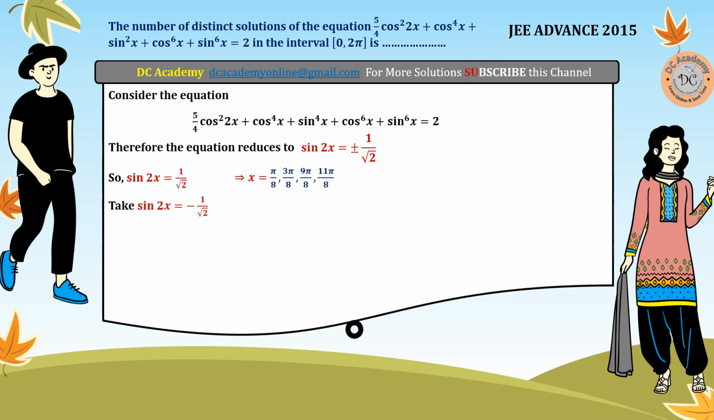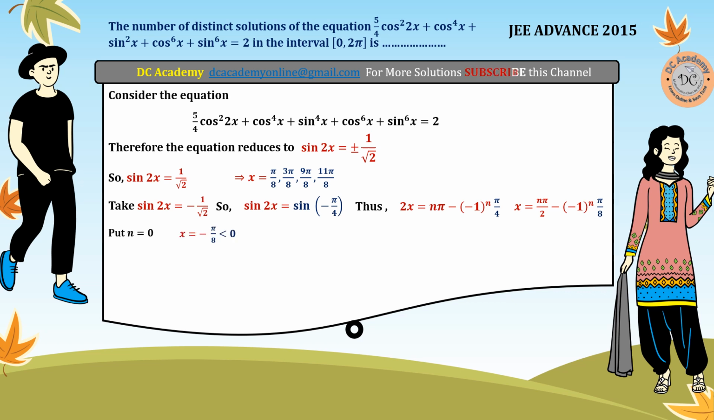Now let's go ahead and take the negative part of it. So sine 2x is equal to minus 1 by root 2. Hence, we know that sine of minus theta is equal to minus of sine theta. So therefore, sine 2x can be written as sine of minus pi by 4. 2x is equal to n pi plus minus 1 whole to the power n times pi by 4, and thus x we can calculate. Here also, we just substitute the value. So n equal to 0, it will be minus pi by 8, which is less than 0. So we need to exclude that.